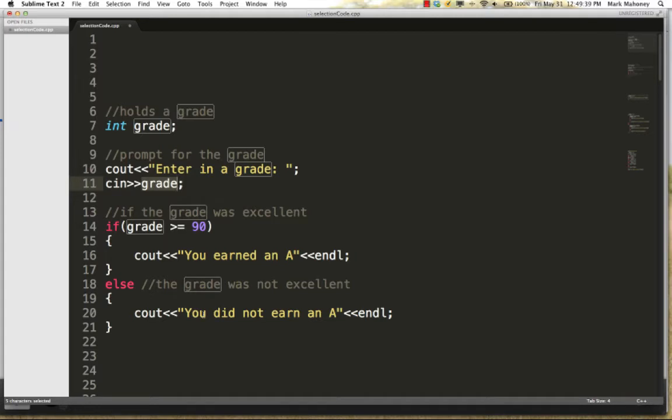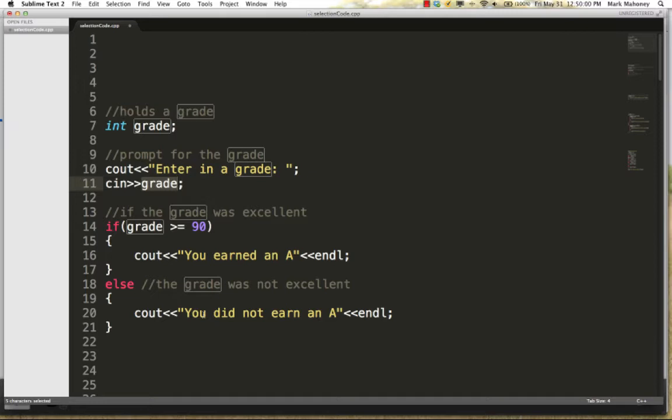Okay, so when the flow of control reaches the line that starts with the if, we're asking the computer to look at our assertion and determine if it's true or false. If the assertion ends up being true, based on the value entered by the user, then the first block will be executed. Otherwise, the second block of code will be executed.